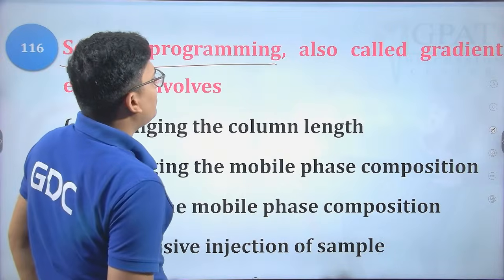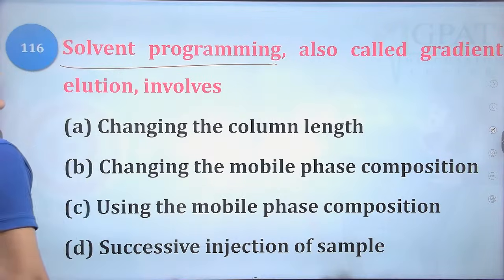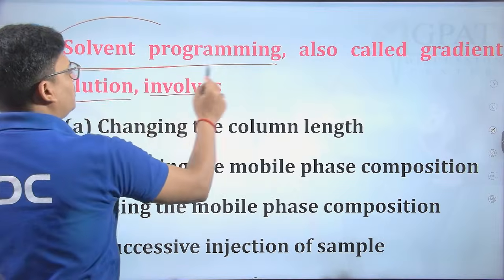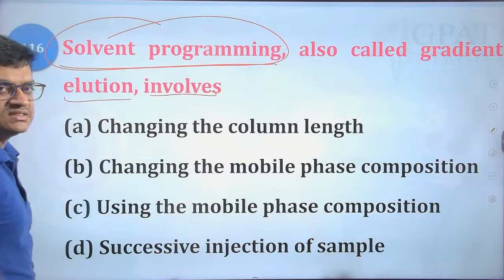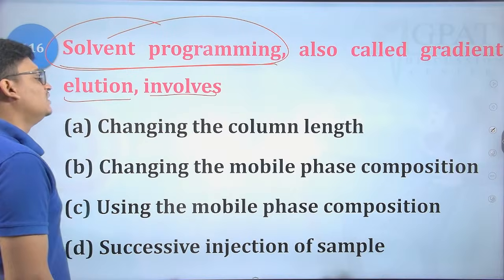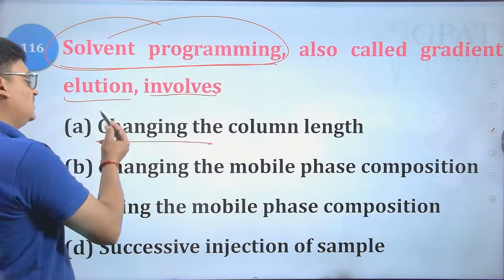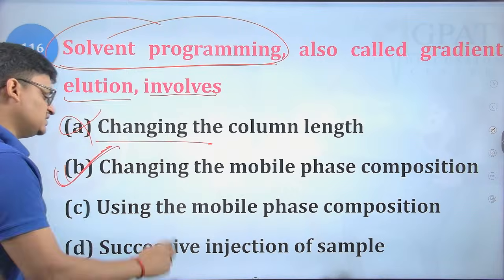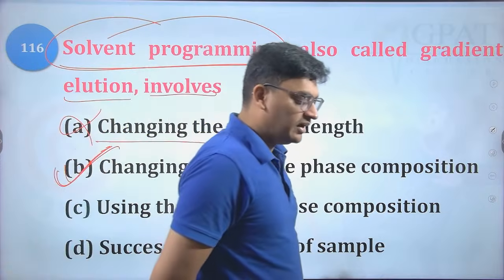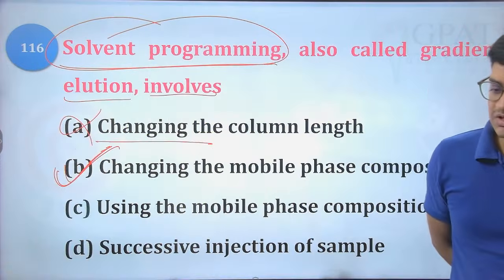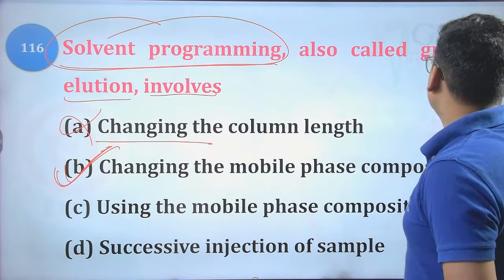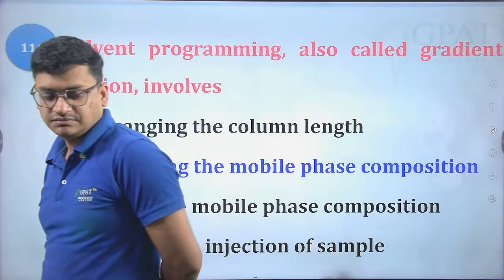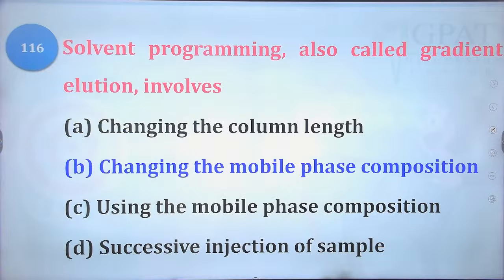Solvent programming, also called gradient elution, involves what? Changing the column length? No. Changing the mobile phase composition. So just by changing the composition of the mobile phase, that is known as gradient elution.